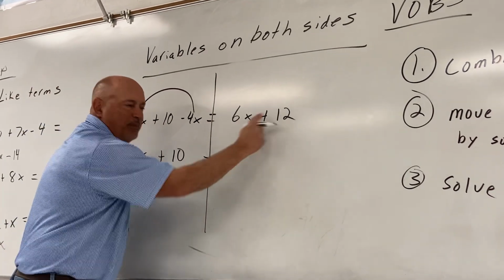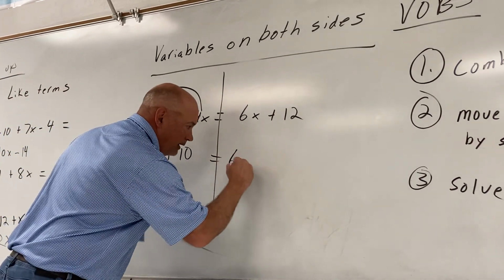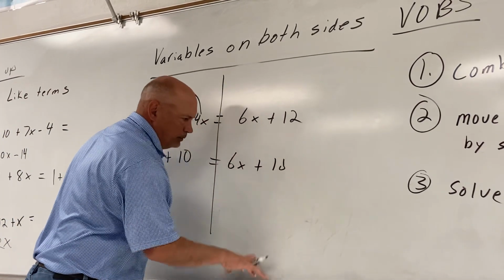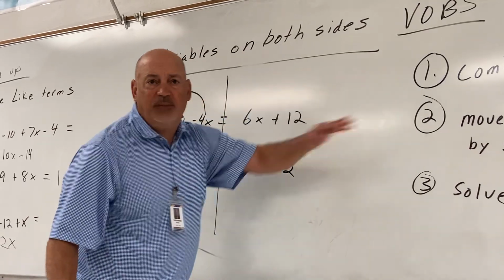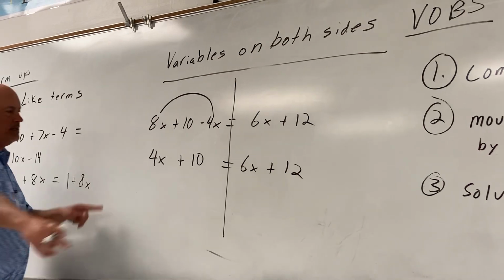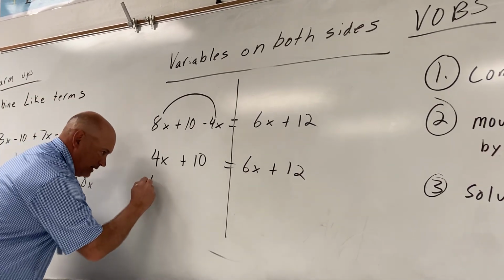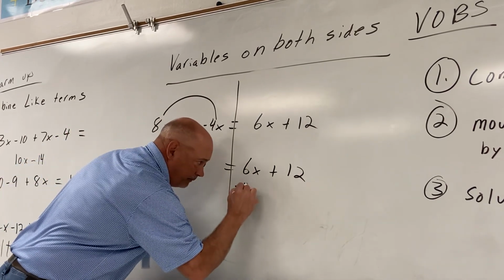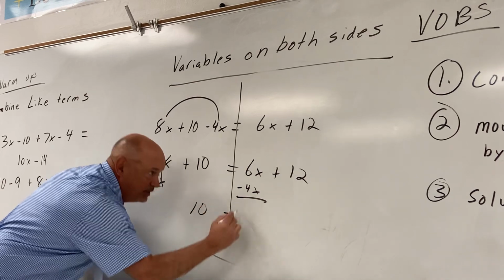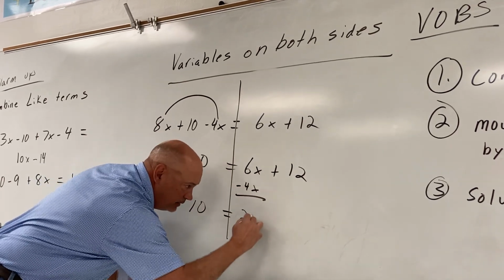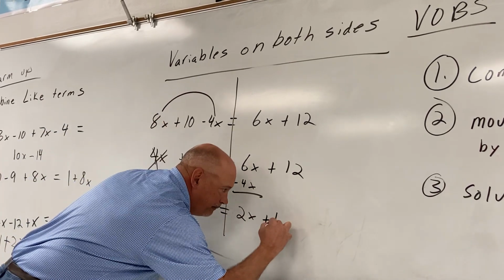Is there anything to combine over here? No, sir. We'll just rewrite that. Now we're on to step 2. Let's move the smaller x over to the other side. Which x is smaller? 4x. So let's move it. How do I move it? Subtract it. 2x. So this is gone. We got 10 over here. What's 6x minus 4x? 2x. Have we done anything with the 12? Bring it down. Rewrite it.